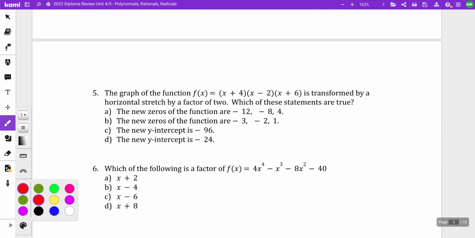Number 5. The graph of a polynomial function f of x equals x plus 4, x minus 2, x plus 6 is transformed by a horizontal stretch by a factor of 2. Which of these statements are true? The new zeros are at, the new y-intercept. Okay. First off, ignoring this question for a second, let's talk about this polynomial.